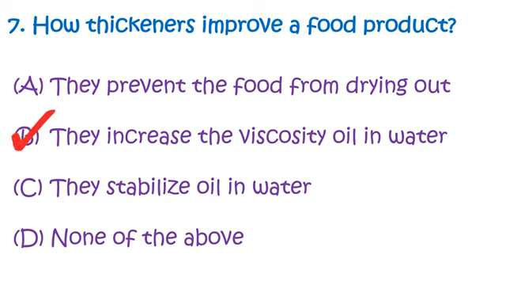Now the thickeners are the agents that control the moisture and increase the viscosity of the food product without affecting its other properties. Some examples are xanthan gum, guar gum, etc. Now the products which prevent the food from drying out are called humectants, and the agents that stabilize the emulsion are called emulsifiers or stabilizers.